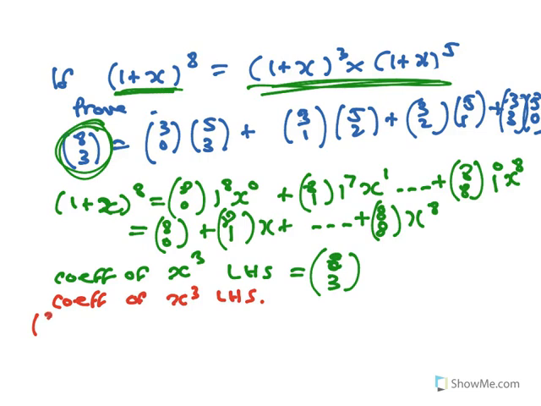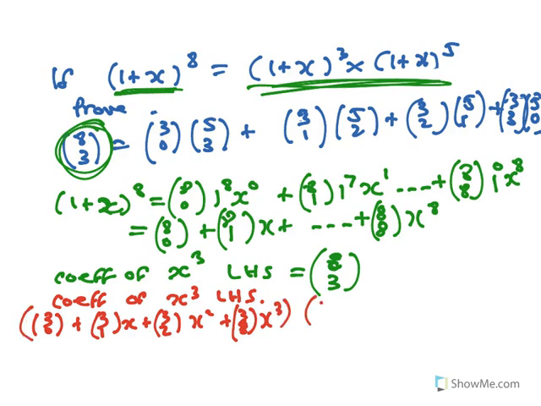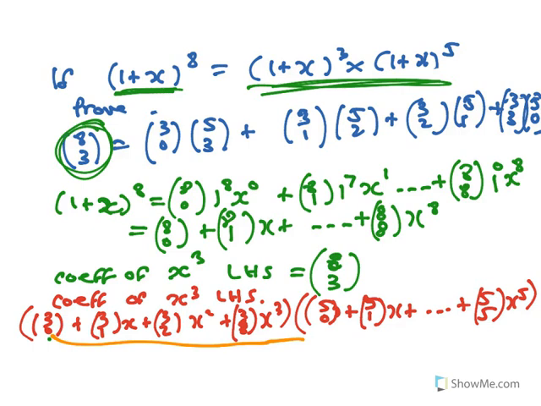Now if we expanded the other side, we have 3C0 + 3C1 x + 3C2 x^2 + 3C3 x^3, and that's going to go with 5C0 + 5C1 x + all the way up to 5C5 x^5. We're interested in which terms, when you open the brackets, will give you an x^3. So 3C0 would have to multiply with 5C3 x^3, because that would give you an x^3.